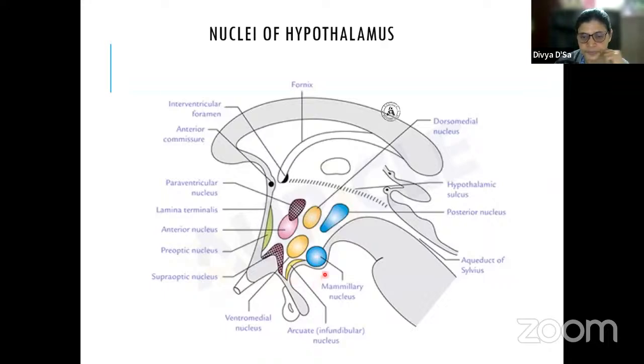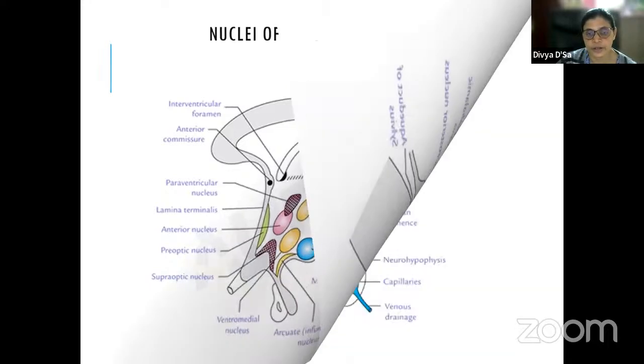Then in the mammillary region, we have the posterior nucleus. The posterior nucleus regulates the body temperature by conserving the heat, so basically it stimulates the sympathetic nervous system. And then we have the mammillary body, which receives input from the hippocampal formation. And there is one more nucleus not seen here, the lateral nucleus. Its stimulation will induce eating, so you eat more on stimulation. So these are the nuclei of the hypothalamus.